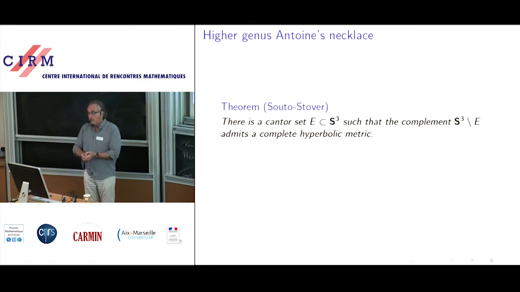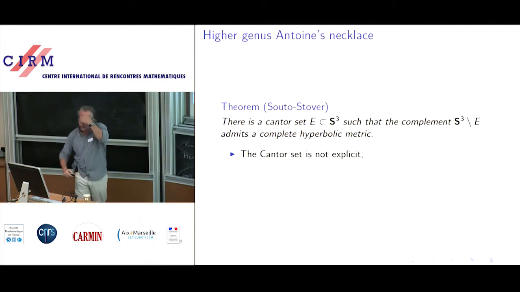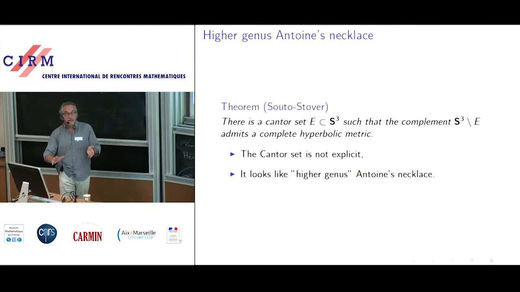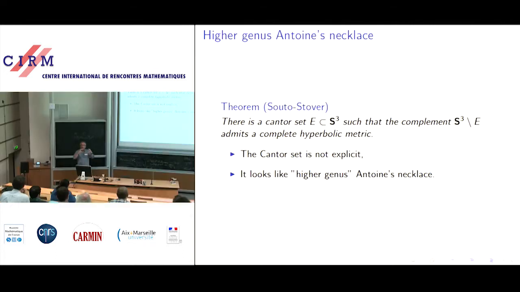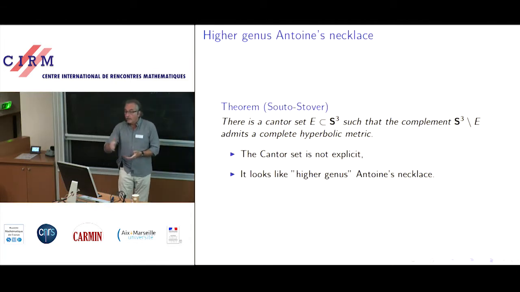But what does the Cantor set look like? This is not clear. But after discussing with Juan Souto, we arrived at the conclusion that the Cantor set is certainly not explicit, but it's probably some kind of Antoine's necklace, but with higher genus. Antoine's necklace cannot be such a Cantor set because there are too many tori, and tori do not go along well with hyperbolic geometry. But it's probably some kind of higher genus structure, and it's not so easy to check that. Anyway, this complete hyperbolic metric is of course not closed, it's open, but it has infinite fundamental group, so it's kind of a wild example of a complete hyperbolic metric.